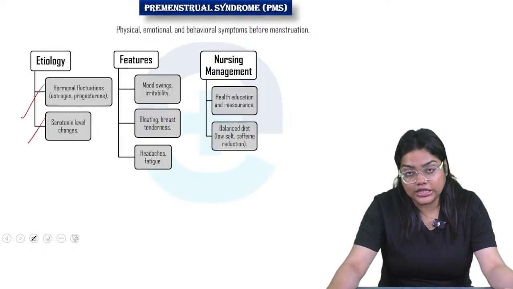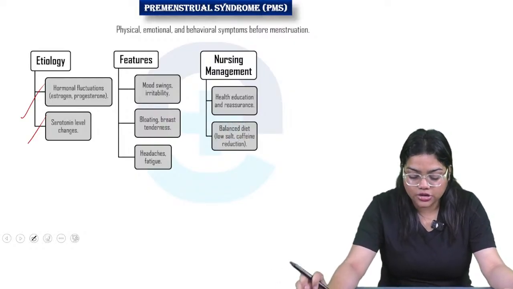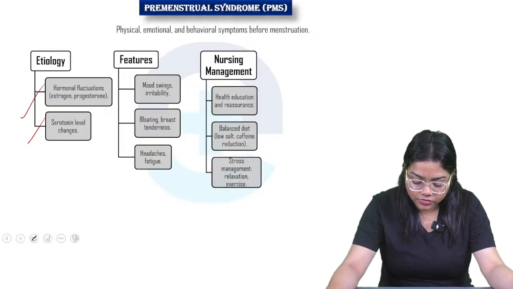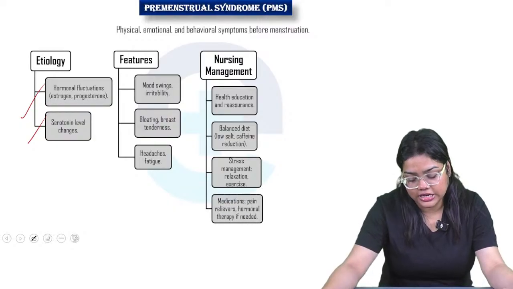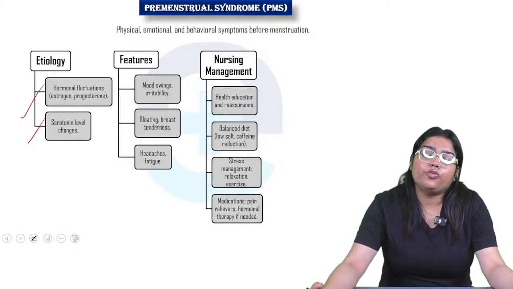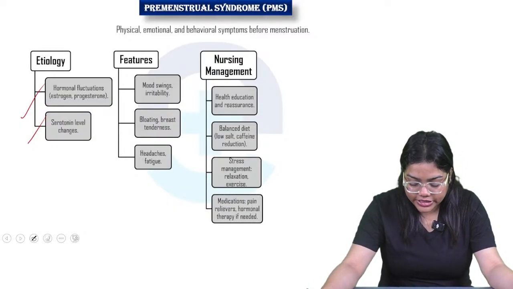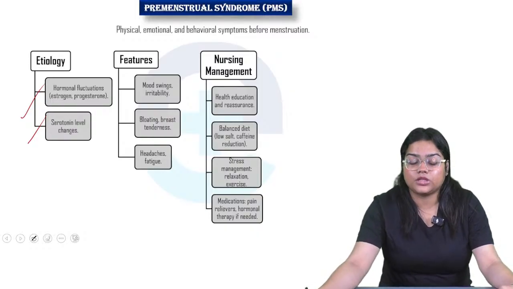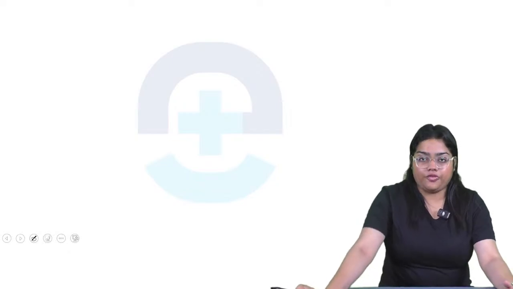Other than that, we can give them a balanced diet, a low salt and low caffeine diet. Then stress management such as relaxation and exercise. For the other part, medication: pain relievers and hormonal therapy, if the symptoms are very severe, we can provide to the patient with premenstrual syndrome.